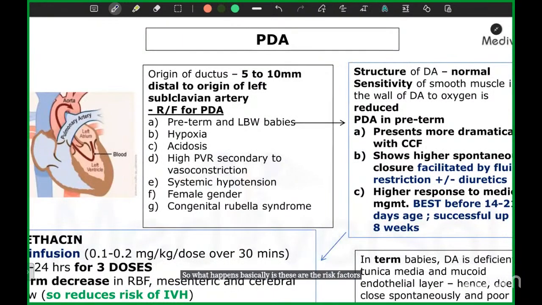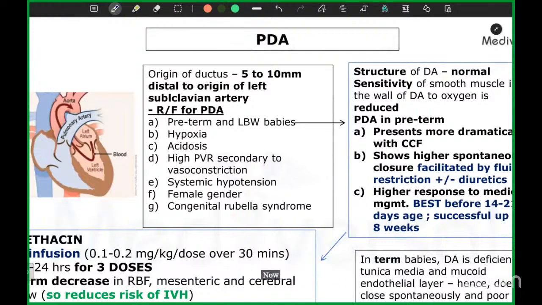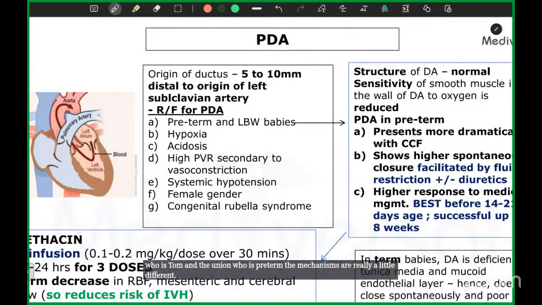And often a question is asked: why is the ductus open? Why is the ductus open in preterm babies? Why is the ductus open in low birth weight babies? Now, the opening of the ductus, or the patent ductus arteriosus, in the case of a term neonate and a preterm neonate, the mechanisms are a little different. Although the presentation is very similar, the mechanism is a little different, and we'll talk about it.